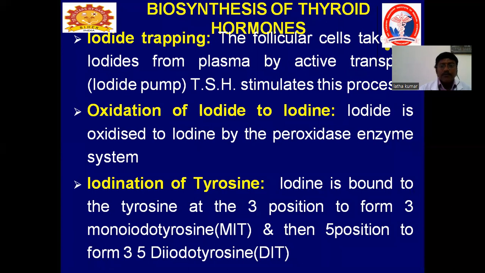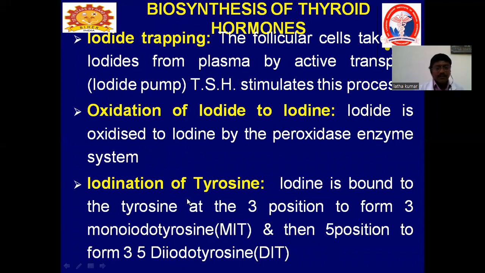Biosynthesis of thyroid hormone. What I explained from the picture, I am repeating here. The follicular cells take up the iodide from the plasma by active transport, and thyroid stimulating hormone stimulates this process. The thyroid stimulating hormone is released from the pituitary gland, and it stimulates the thyroid gland to release T3 and T4. Then comes oxidation of the iodide into iodine. Iodide is oxidized to iodine by the peroxidase enzyme system.